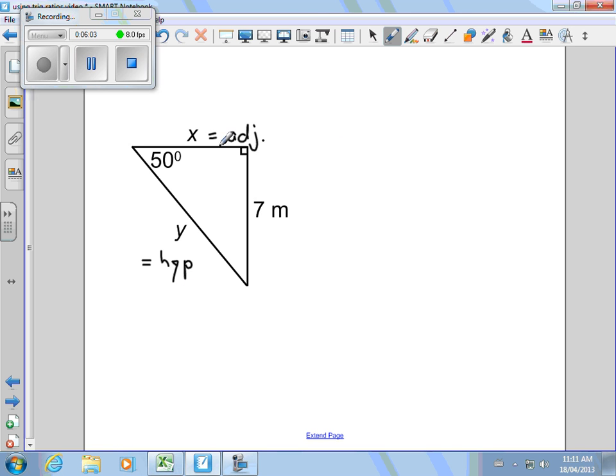Okay, so if I'm starting with x, what trig ratio should I use? I didn't describe this one, which I should have. What is 7 meters with respect to the 50 degrees? Well, it's what's left. It was obvious, sir. That's why you didn't say it. Okay, thank you for the criticism.